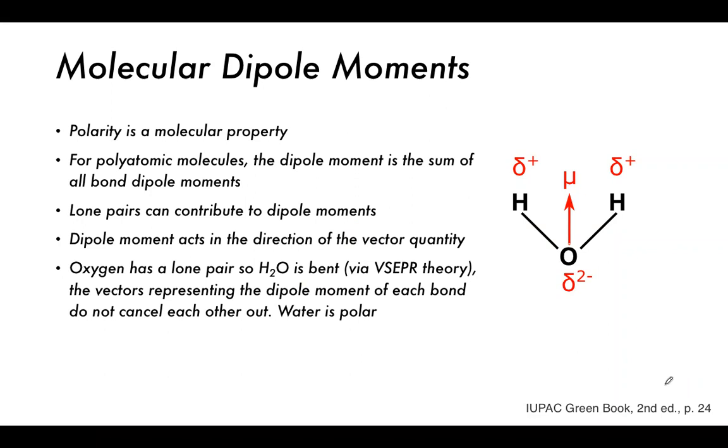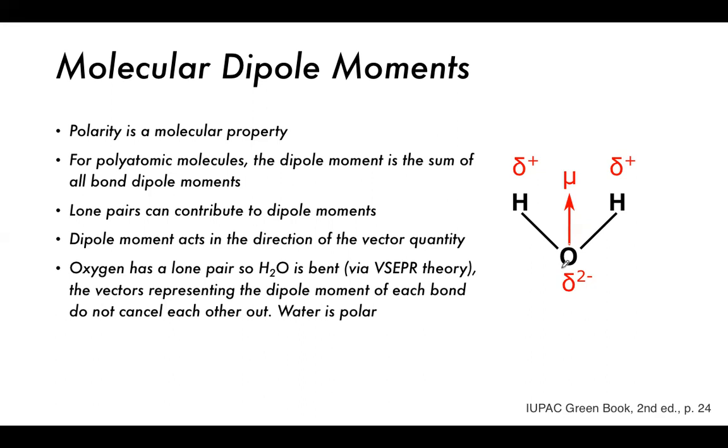Molecular dipole moment. So polarity is a molecular property. For polyatomic molecules, the dipole moment is the sum of all bond dipole moments. Lone pairs can contribute to dipole moments, and dipole moment acts in the direction of the vector quantity. The oxygen has a lone pair in water, so water is bent via VSEPR theory, if we recall back to general chemistry courses. And the vectors representing the dipole moment of each bond do not cancel each other out, and thus water is going to be polar.